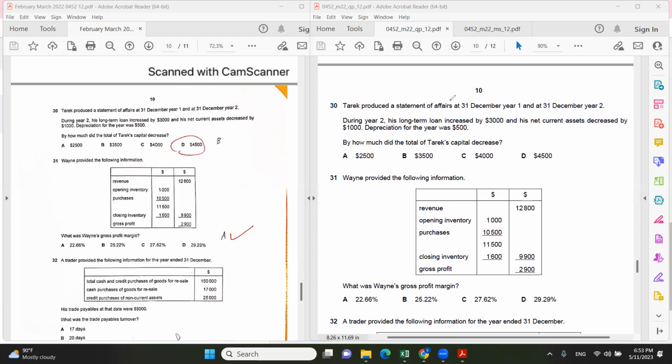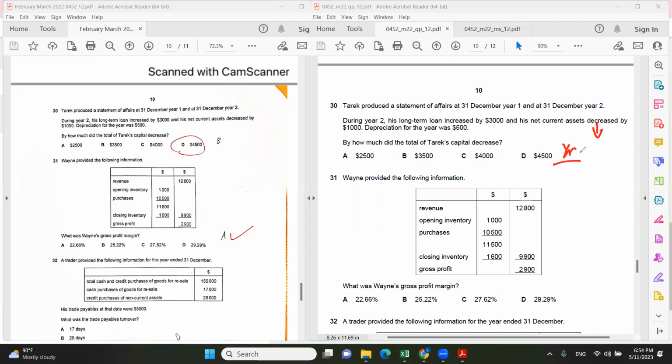Harry produced a statement of affairs at 31st December. During the year 2, his long-term loan increased by 3,000, and his net current asset decreased 1,000. Depreciation for the year was 500. By how much did the direct capital decrease?